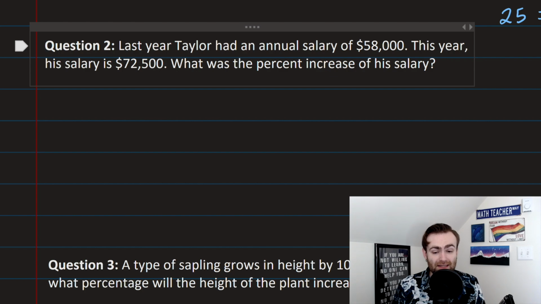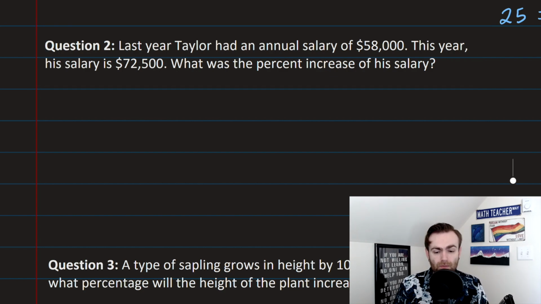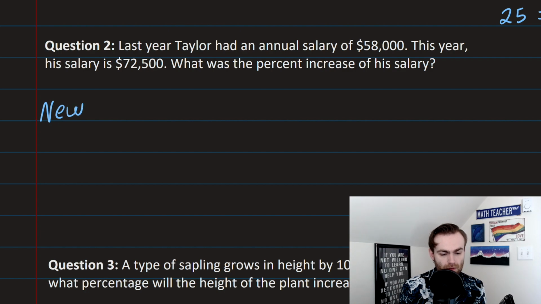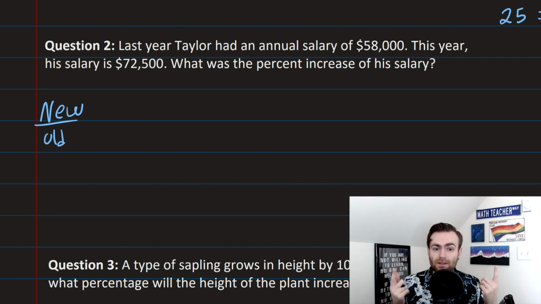Last year, Taylor had an annual salary of $58,000. This year, his salary is $72,500. What is the percent increase of his salary? So whenever I do percent increase, percent decrease, I like to compare the new numbers to the old numbers. So, new over old. It just helps me keep my mind in the right spot and make sure I don't mix up where any of my numbers go.